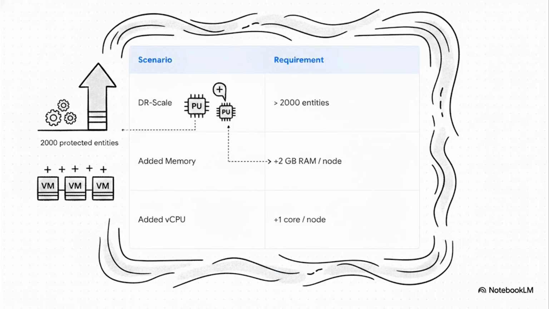The absolute crucial point here for your exam is the threshold. The very moment you cross 2,000 protected entities, you enter what's called DR scale. When you hit this threshold, you must add 2 gigabytes of RAM and 1 vCPU core per Prism Central node. And I really want to emphasize that per node part. If you're running a scale-out Prism Central deployment with 3 VMs, you are adding those resources to each of the 3 VMs, not just one. Why? Because managing the metadata and replication schedules for over 2,000 entities puts a massive baseline load on the PC database and its background services.